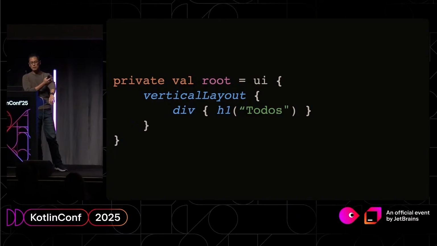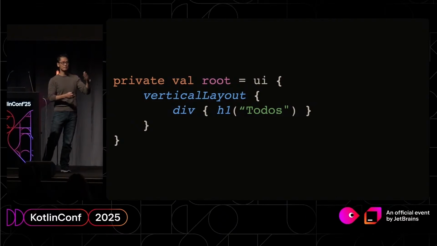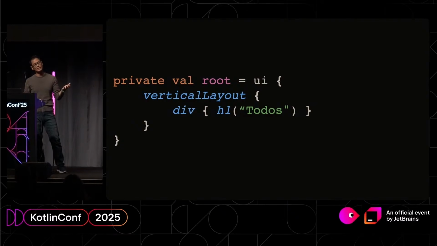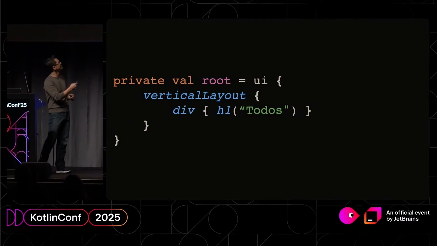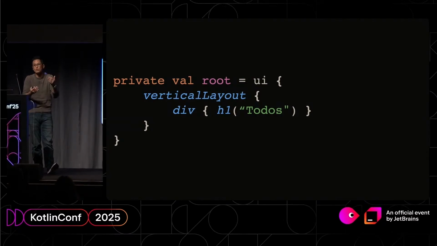And so what you see here is we call the UI block, and then it's kind of DSL-y from there. We're going to create a vertical layout, which is just a column, and then we're going to put a div with an h1 inside of that div that just says to-dos. That's it. Like that's the title. Now, granted, that's not that impressive, but that's a very small amount of code to just write out. And it's very readable, right? You can understand by just looking at it exactly what it's going to do.